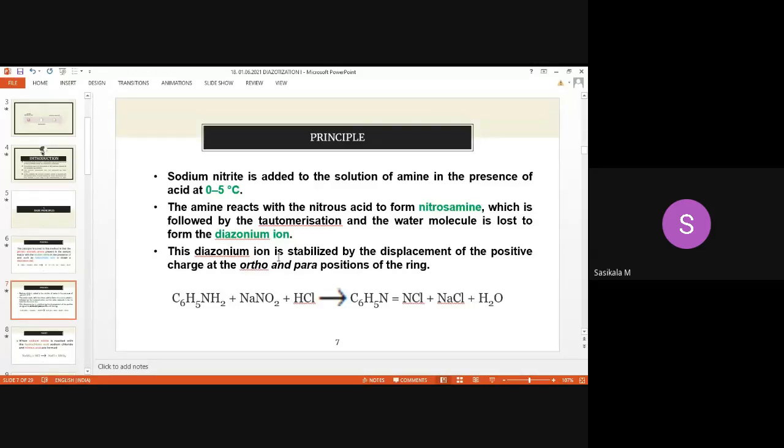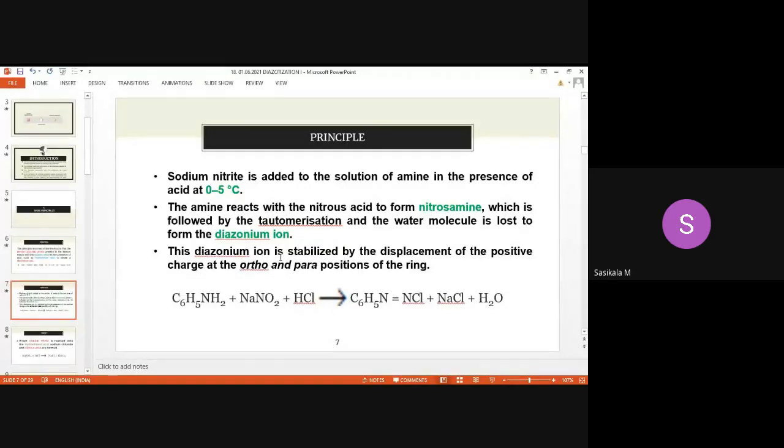So how is the diazonium ion formed? It undergoes various steps. In the beginning, the amine is added with the acid, that is hydrochloric acid, to give an acidic medium, and the temperature is maintained between 0 and 5 degrees Celsius. After that, sodium nitrite is added to the solution, and in the acidic medium it will be converted to nitrous acid. This nitrous acid will react with the primary amine. So sodium nitrite is not directly reacting with the primary aromatic amine; nitrous acid is reacting, and it forms nitrosamine. This nitrosamine goes for the tautomerization reaction, where it loses one water molecule to form the diazonium ion.